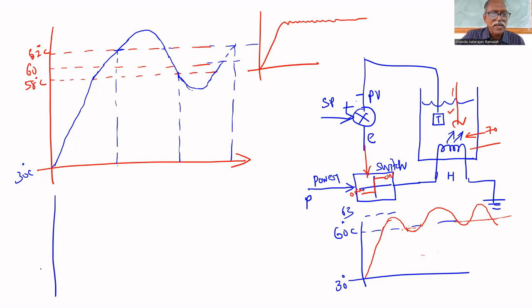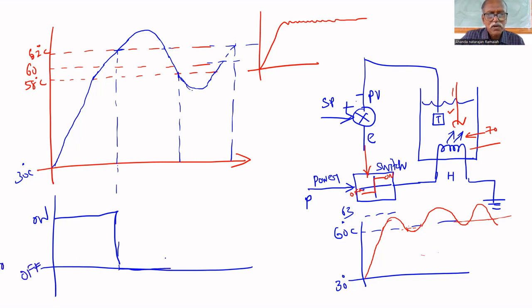If you draw the characteristics for the controller, up to this it is on. It will be off here, and again it will be on at this point.